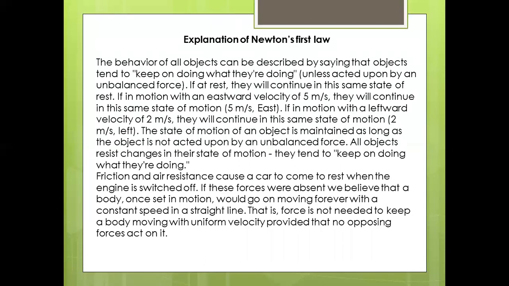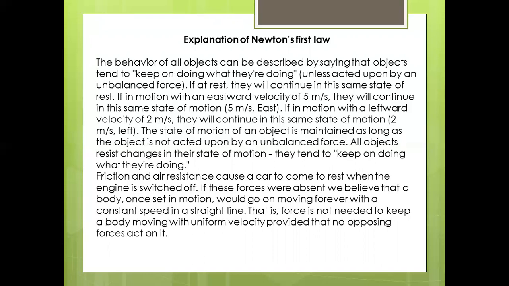Explanation of Newton's first law of motion. The behavior of all objects can be described by saying that objects tend to keep on doing what they are doing unless acted upon by an unbalanced force. If the object is at rest, it continues in the same state of rest. If it is in motion with a velocity of 5 meters per second in the east-west direction, it will continue in the same state of motion. That is, it keeps on moving with velocity 5 meters per second towards east.